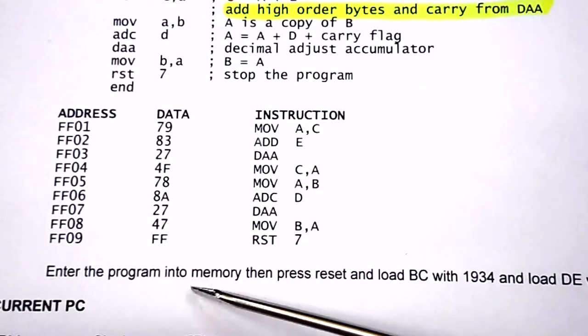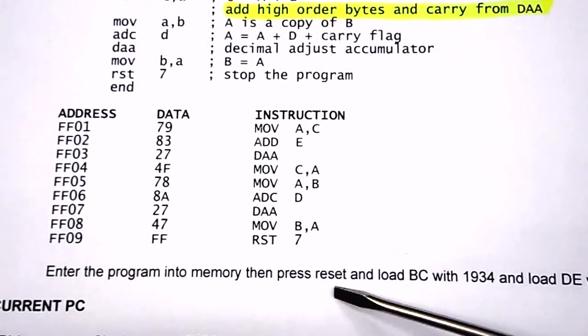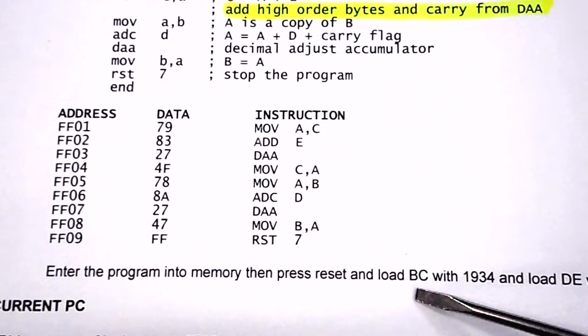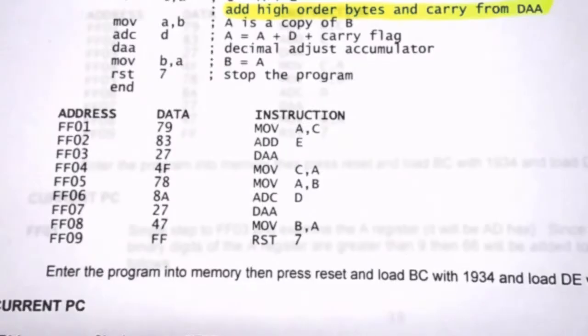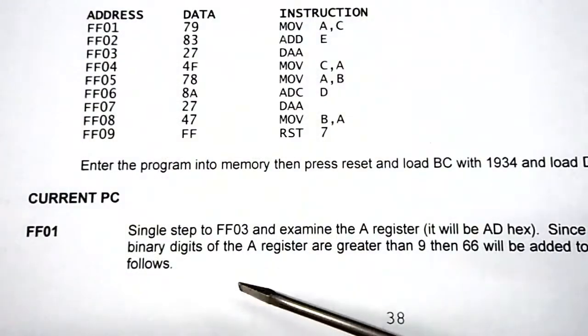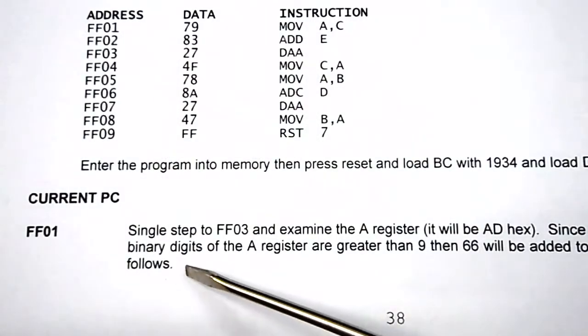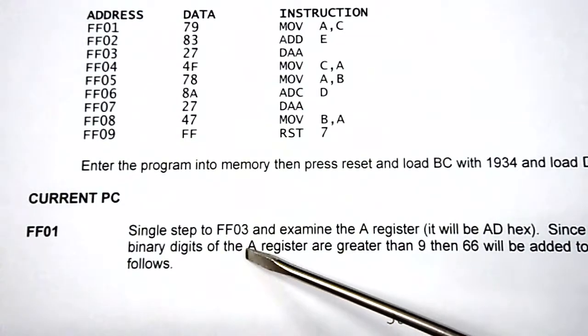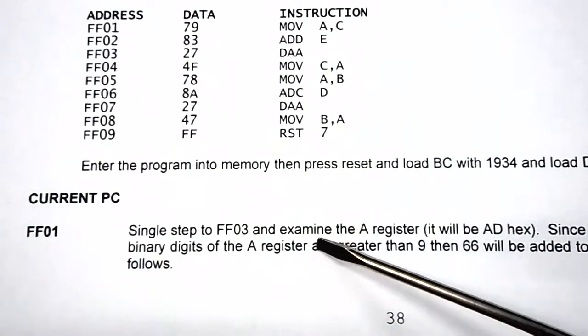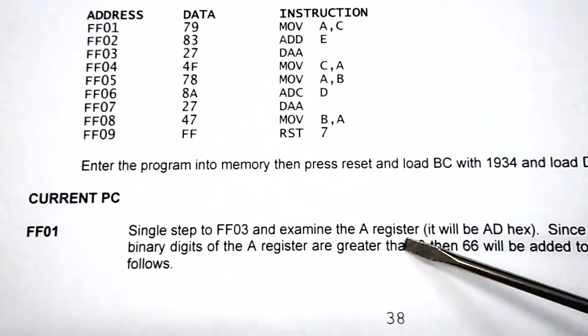So we're to enter the program into memory and then press reset. And then we're going to load BC with 1934 and DE with 1879. So they've broken it down into steps for us, and after you've loaded the program and the BC and DE register pairs with the data, we're going to single step to FF03 and examine the A register.